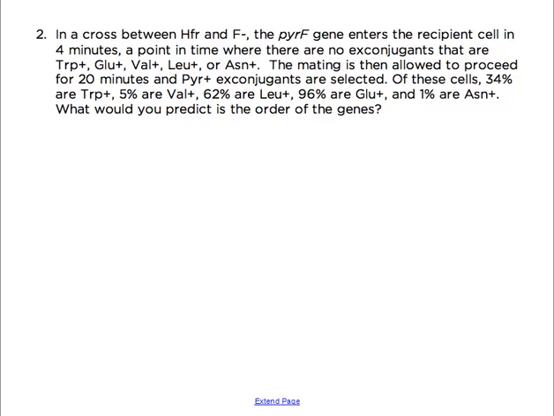So first let me just define quickly for you what an X conjugate is. I'm not sure if that was covered in the theory videos, but an X conjugate is the resulting cells after conjugation has taken place. Okay, so this problem is saying that when you're selecting for PYR+, that is an early marker that is transferred from the donor into the recipient cell through conjugation, which is through contact between the cells, at an early time. So that happens at 4 minutes.